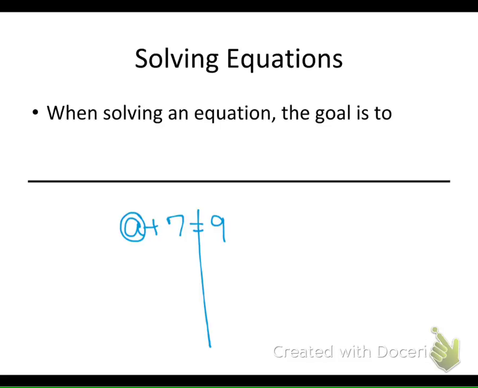But why am I circling the variable? What is the purpose of circling the variable? Good. So we're going to circle the variable because that's our visual cue that we want to get the variable by itself. So when you're solving equations, the goal is to get the variable by itself. So go ahead and write, get the variable by itself on the line. Michael, can you write this down for me?